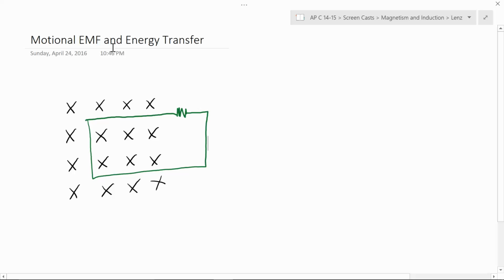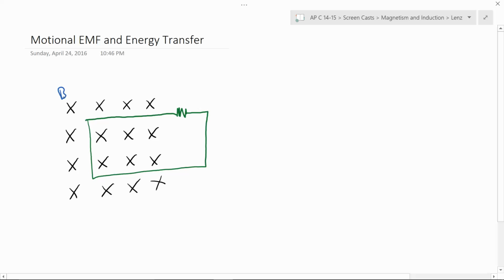Here's a relatively quick but important one, talking about the concept of motional EMF and energy transfers. What does that mean? Imagine you have a loop of wire and a region of magnetic field. Here's the magnetic field going into the page, and here's a loop of wire where some of it is in the magnetic field and some of it is not. To make life easier, the magnetic field here is exactly perpendicular to the area.